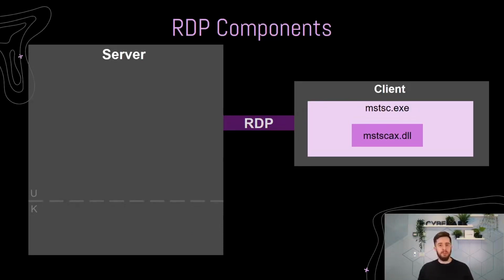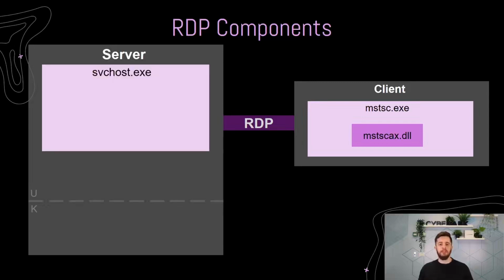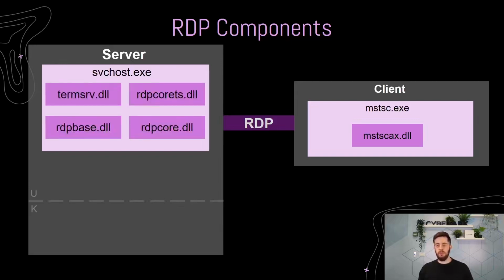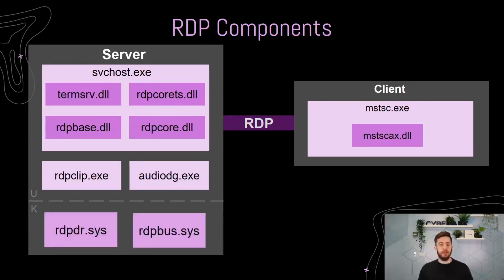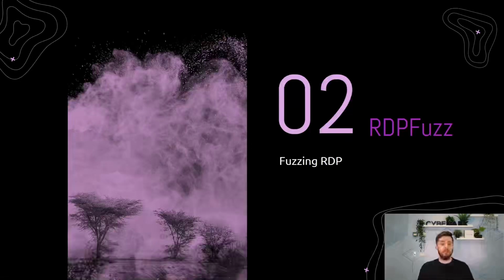Now, onto the other side, the server. Here we have the main server service, which is hosted inside an svchost. And this one loads a few DLLs to handle the protocol's logic. Other than that, the server also runs a few other processes for handling different channels, the clipboard channel, for example. And finally, the server also has a few kernel drivers for some channels' functionality. Take, for example, the device redirection channel you can see here. So now that we have a basic understanding of RDP, let's talk about fuzzing.